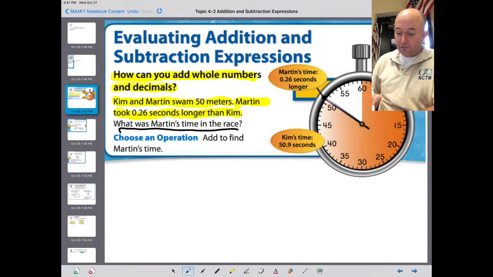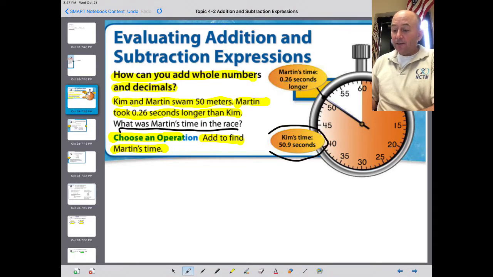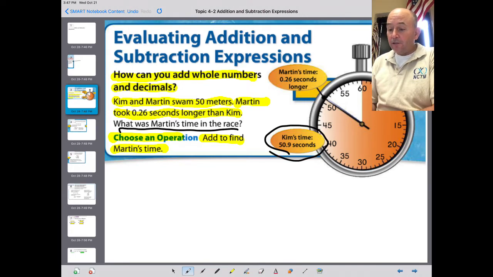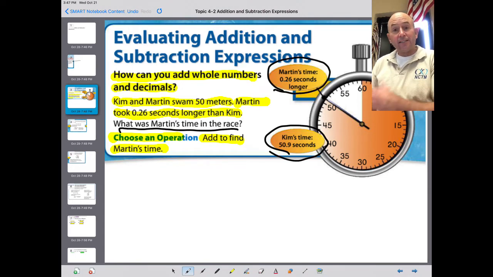In order to figure this out, you're going to choose an operation and add to find Martin's time. In other words, we know that Kim's time is 50 and 9/10 seconds. Martin's time is 26 hundredths of a second longer than that. Then we're going to go on and see how the book solves it.